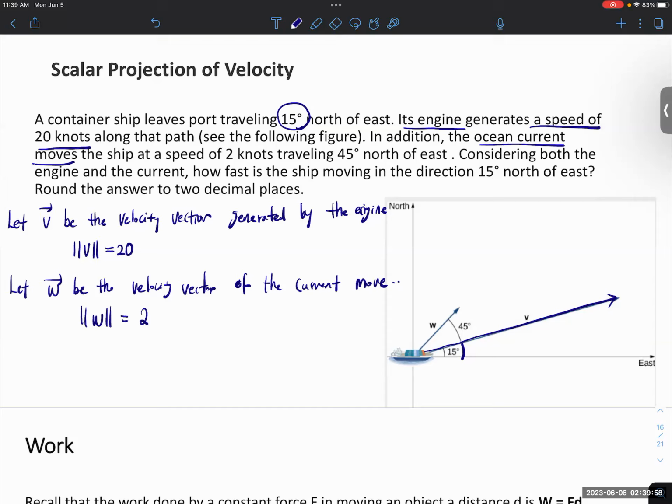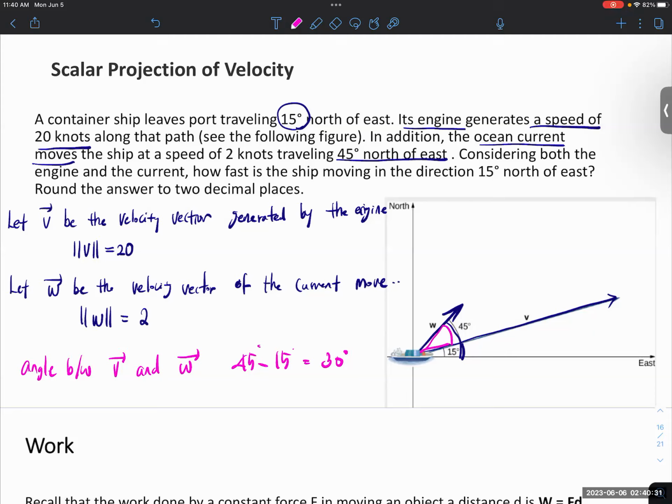Very slowly they're moving. So this is the second vector, and they have a 45-degree angle right there. So that's a given. There are 2 vectors given. And then you can figure out the angle between the 2 vectors. By looking at this, you can simply calculate it: 45 minus 15, 30 degrees. They create a 30-degree angle right there.